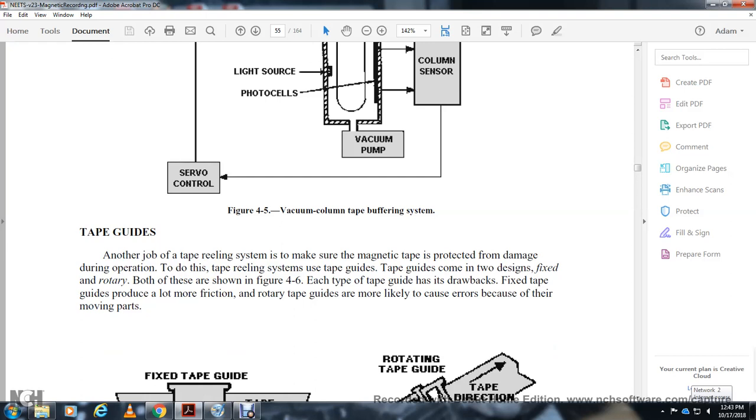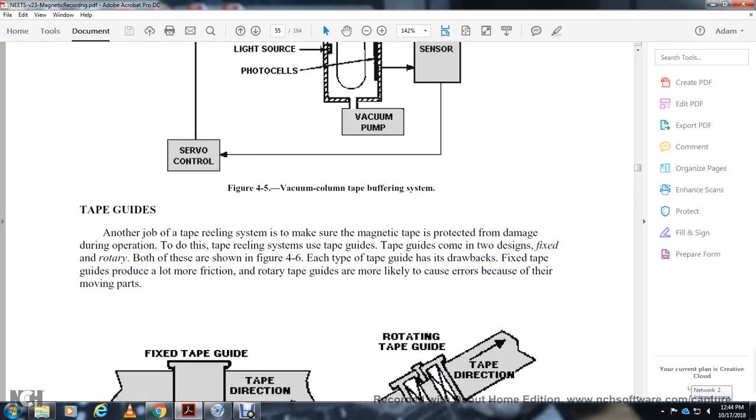Another job of the tape reeling system is to make sure the magnetic tape is protected from damage during operation. To do this, the reeling system uses tape guides. Tape guides come in two designs, fixed and rotary, both shown in figure 4-6, and each tape guide has a drawback. Fixed tape guides produce a lot more friction than rotary tape guides, while rotary tape guides are more likely to cause errors because of the movement of the tape.